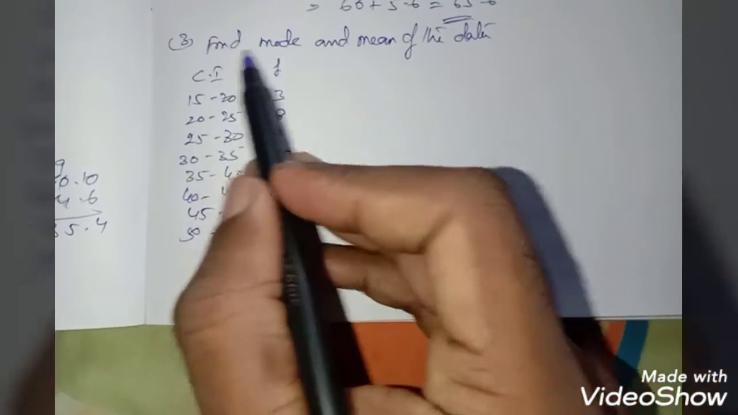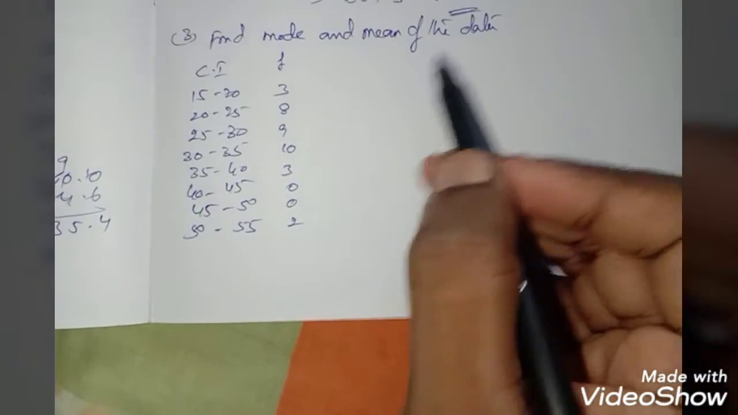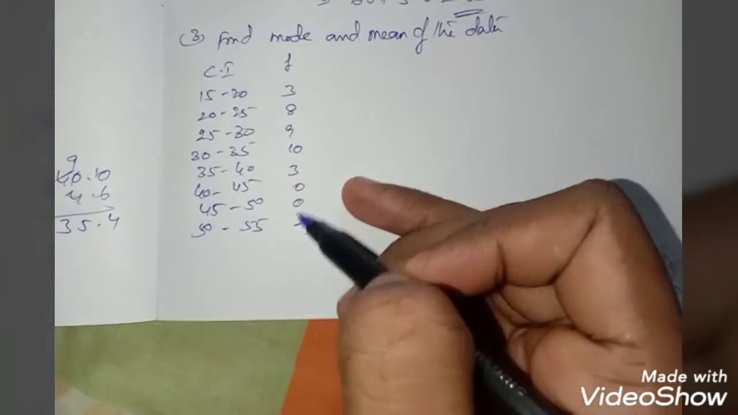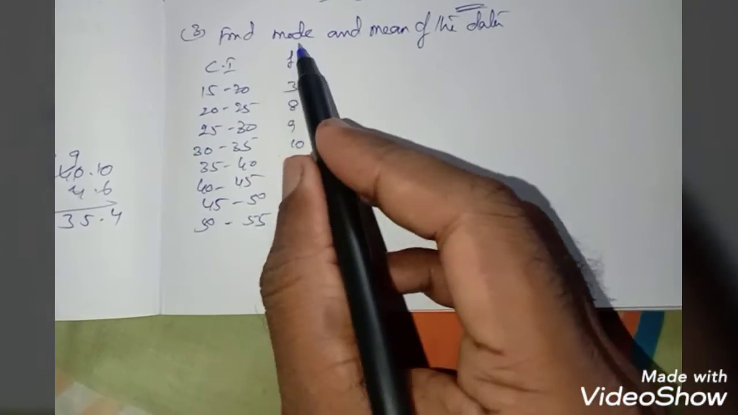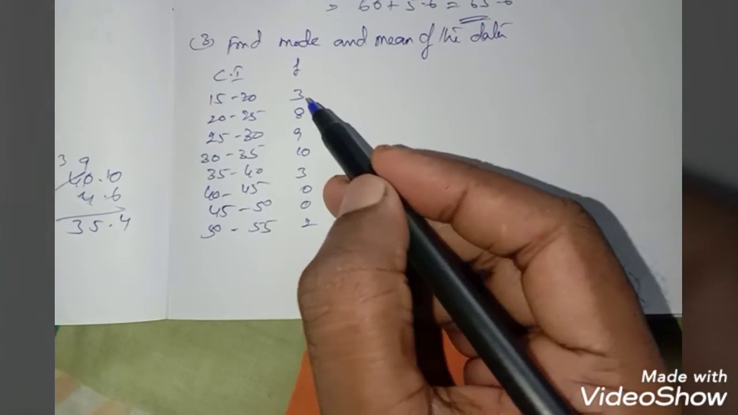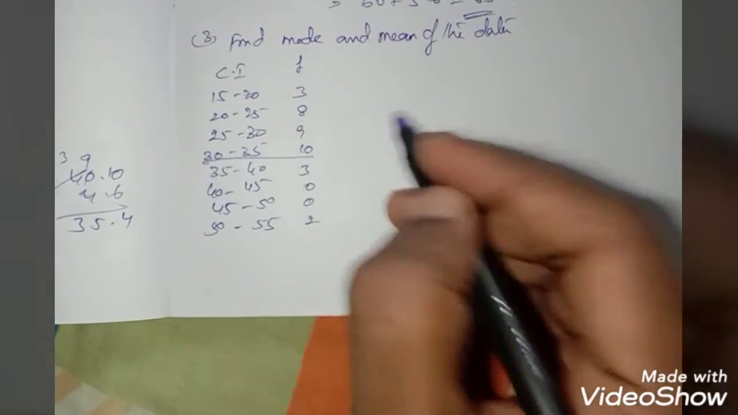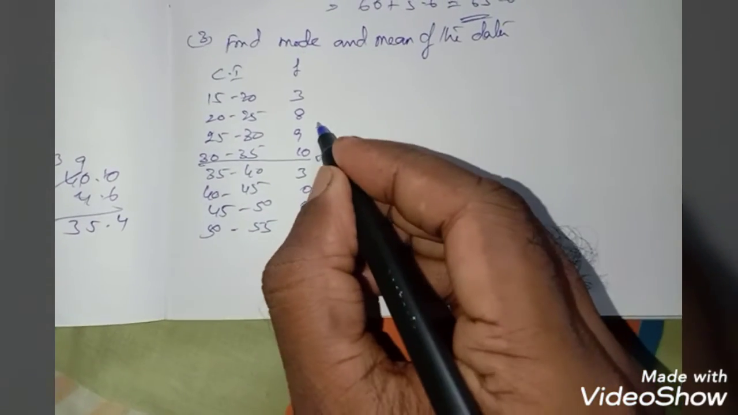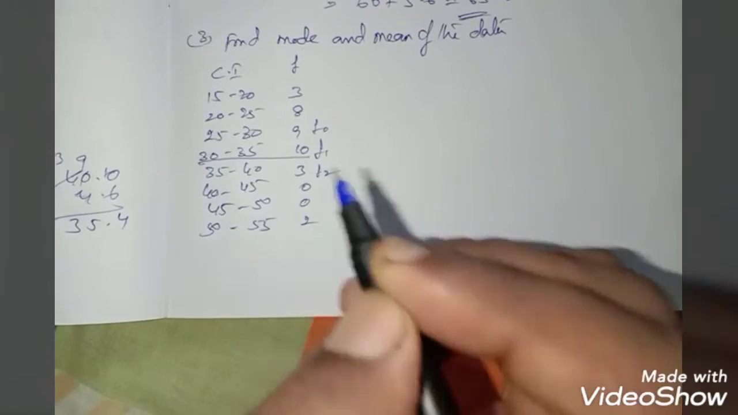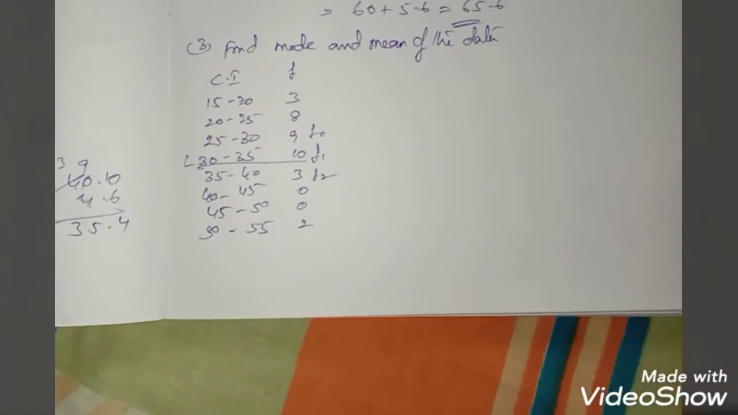Okay, so next problem is find mode and mean of the data. Now class interval is given and frequency is given. To find, first you find what is mode. So in this mode you have to find what is the highest frequency. So the highest frequency is 10. So I can write this one as F1 and the preceding value is F0, succeeding value F2. So this is the value of L, right?